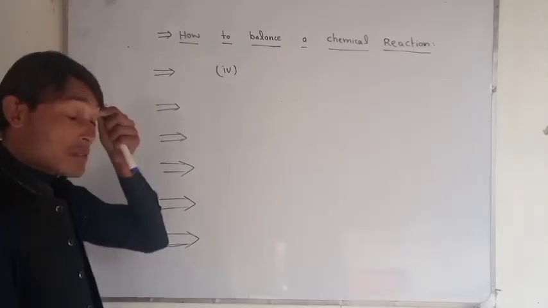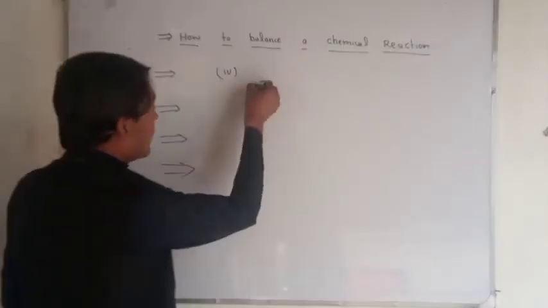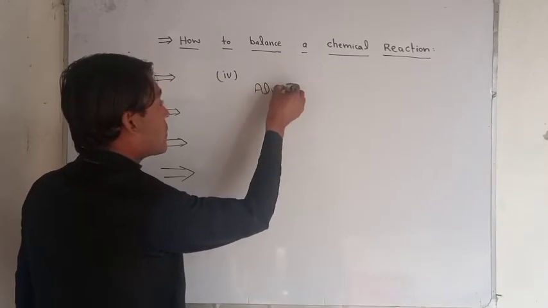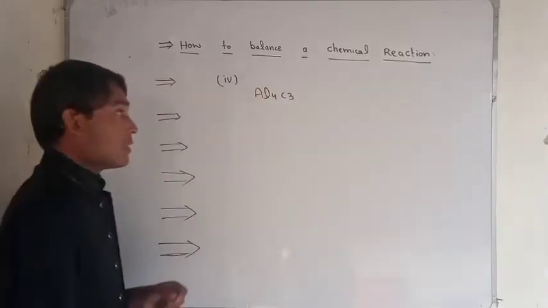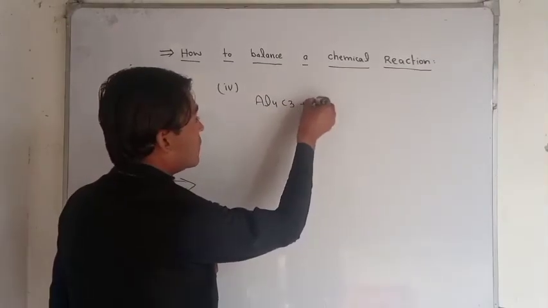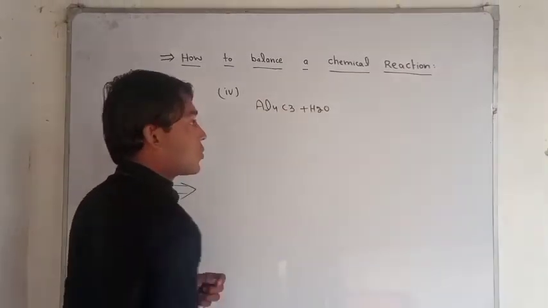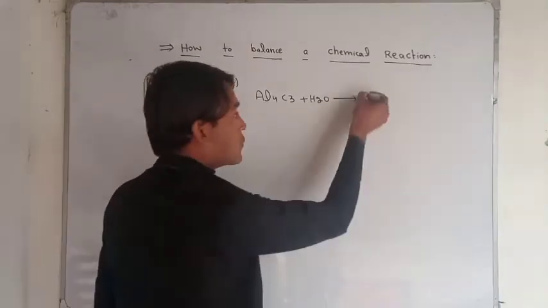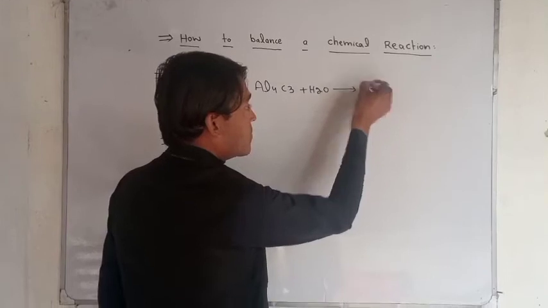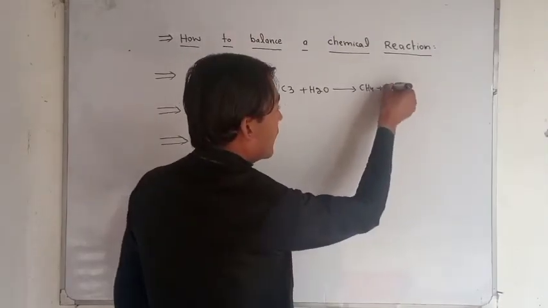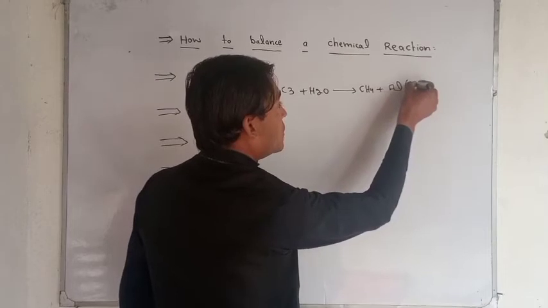Reaction number 4 is aluminium carbide reacts with H2O. It forms CH4 plus aluminium hydroxide.